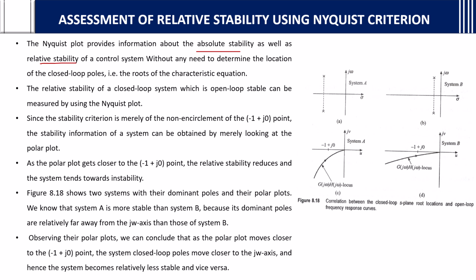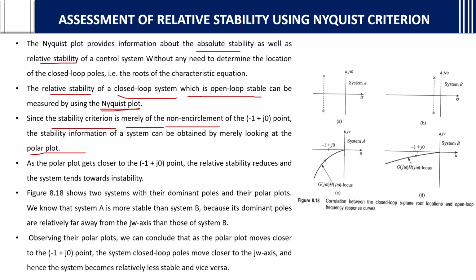The relative stability of a closed loop system which is open loop stable can be measured by using the Nyquist plot. Since the stability criterion is merely the non-encirclement of the -1 plus j0 point, the stability information of a system can be obtained by merely looking at the polar plot.